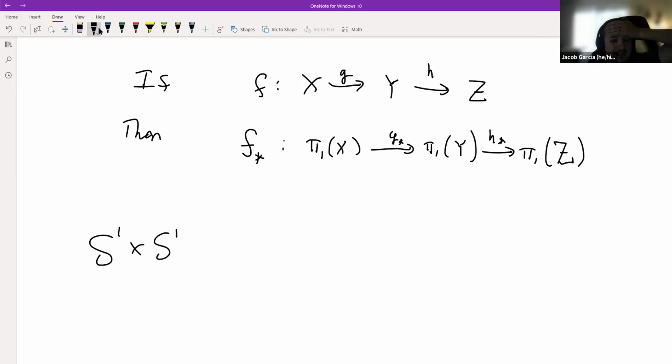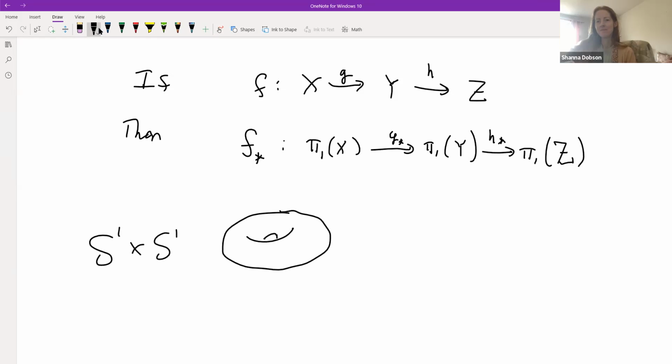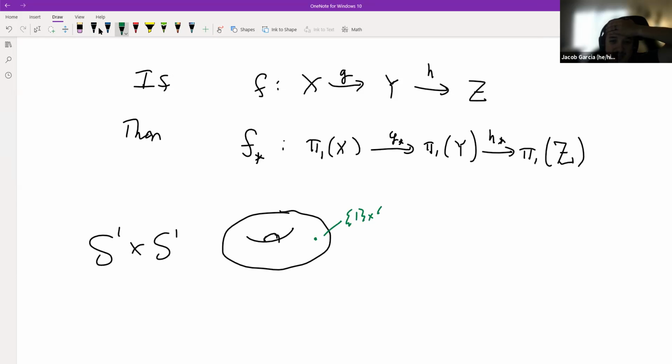So S1 cross S1, this is the torus that looks like this, right? What we're doing is we're just going to identify, say, this point as the point 1 cross 1. If I'm viewing S1 as a subset of C, then I can just look at the point 1. That's what we're doing here. I'm thinking the rightmost point is the point 1, and up here is the point i. Okay, you all get this.